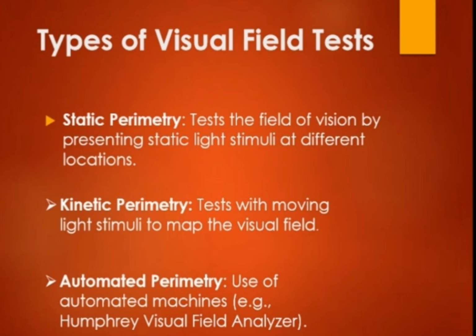Most of us have been exposed to some of the kinetic perimeters while in school, just like the Jerome chart, where you use a target, move it from the side, then inwards in order to map out the visual field. So the kinetic perimetry tests with moving light stimuli to map out the visual field. Then the automated perimetry is the same thing as the static perimetry. The only difference is that the automated perimetry uses machines, like the Humphrey Visual Field Analyzer. We also have the Octopus. We also have so many of them.